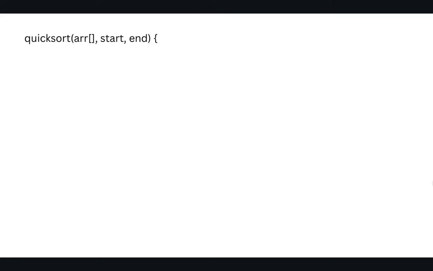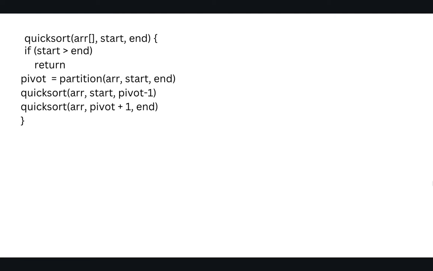Now let's see how the quicksort algorithm works. Basically, this is the driver function for the partitioning. There always has to be a base condition: if start exceeds the end index, then just return. If not, we first find the pivot element by calling the partition function. Now we have the index of the pivot element. So we recursively call the quicksort algorithm from start till pivot minus 1 and from pivot plus 1 to end, because the pivot element is already in its sorted position.